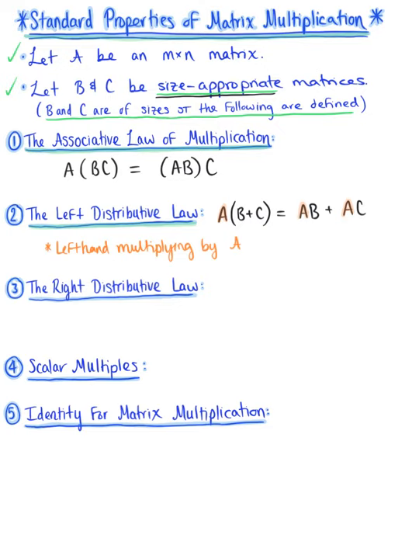Now, with the third property, we have the right-hand distributive law. And the right-hand distributive law says that if we have the sum of matrix B with matrix C, and then we multiply this sum by matrix A, that this is equivalent to the product of matrix B times matrix A plus the product of matrix C times matrix A. Now notice here how the side has changed. How in this case we have matrix A on the right-hand side. So here we'd say that we are right-hand multiplying by matrix A.